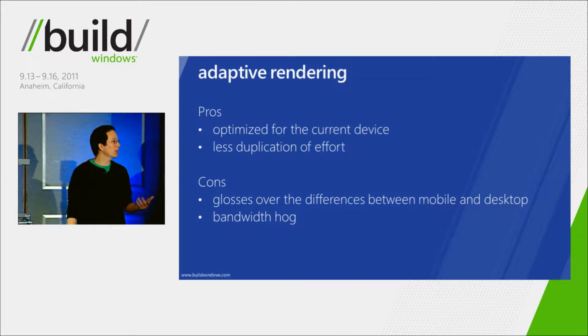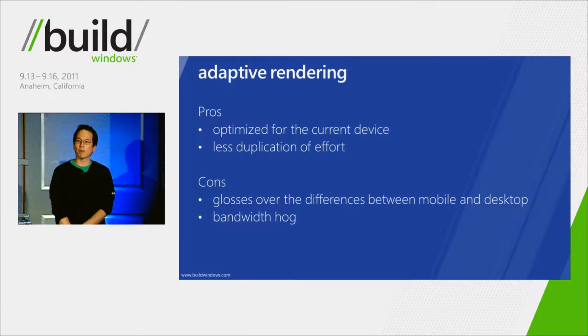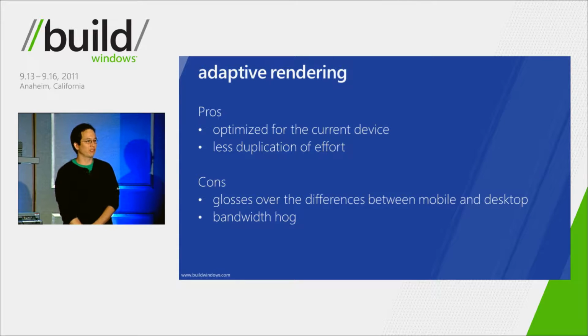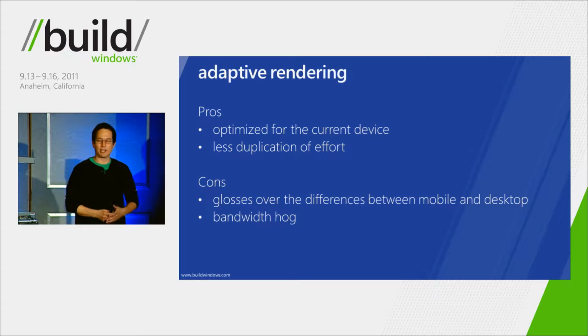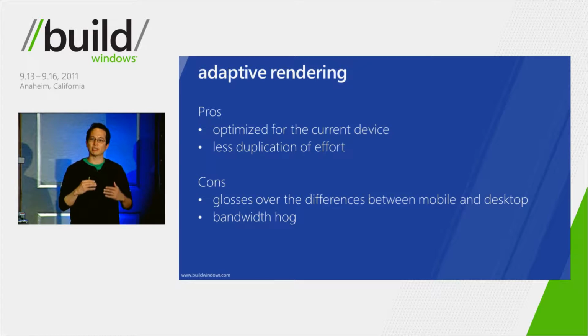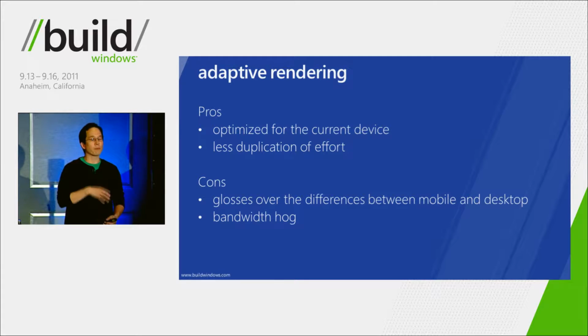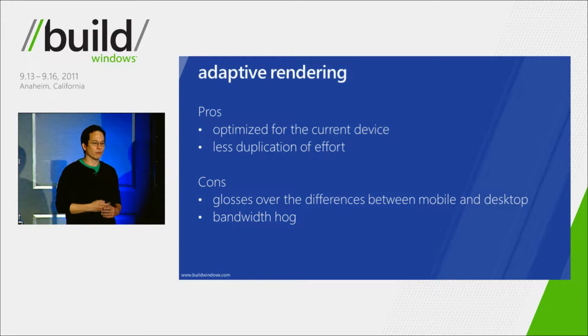But there are some cons to this approach. It glosses over the differences between mobile and desktop. So for example, if I have a shopping cart application, I might want on a desktop to have all 3 steps in a single page because you have a lot of screen real estate. But on a mobile device, I might want to change the workflow to be 3 different distinct steps. And so it's very hard to do that with adaptive rendering.